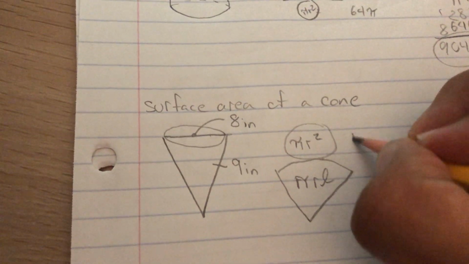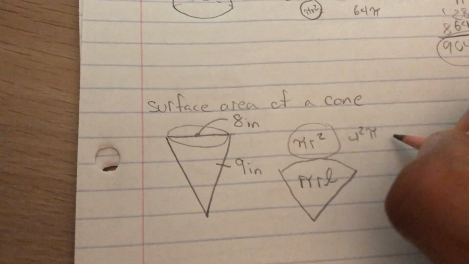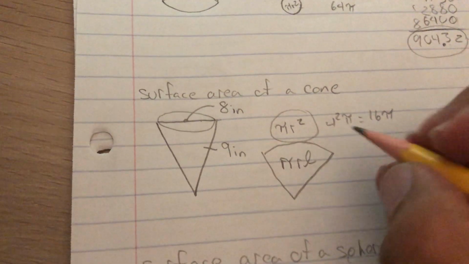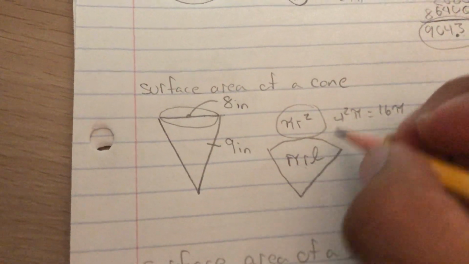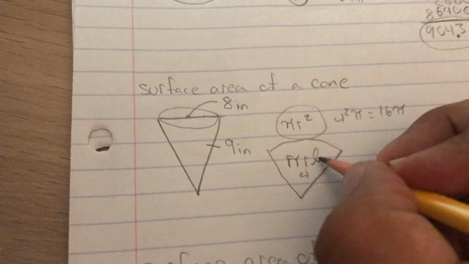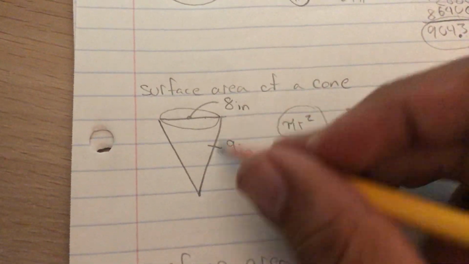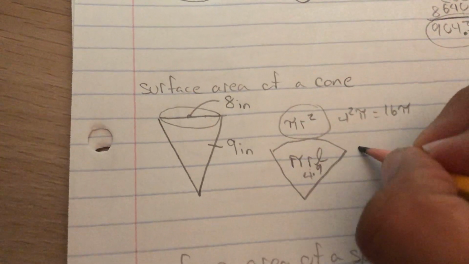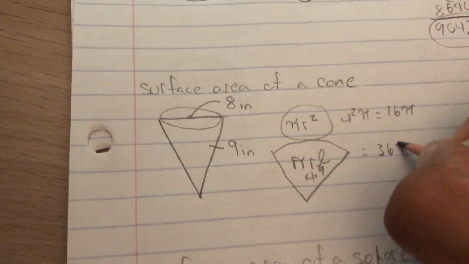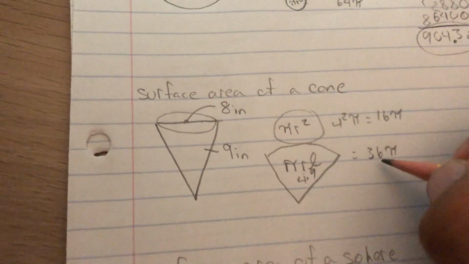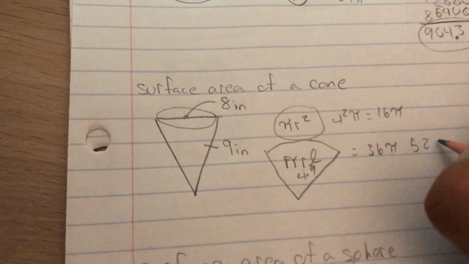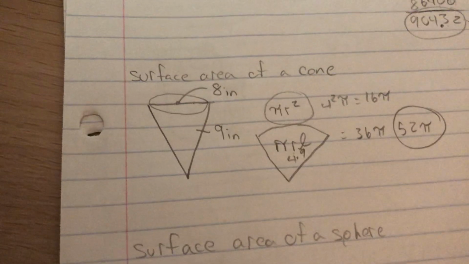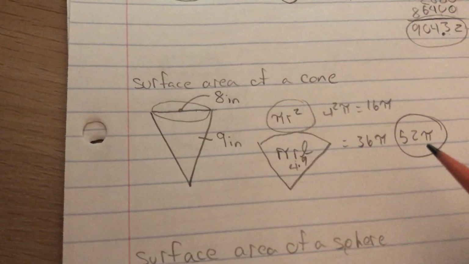So 4 squared pi, that's going to make 16 pi. So we have 16 pi. Here, it's radius, which we figured out was 4, times the slant height, which is this slanted height here, 9. So 4 times 9 is 36. So here we have 36 pi. Together, that'll make 52 pi left in terms of pi. If I wanted the exact answer, I would just multiply 3.14 times 52.